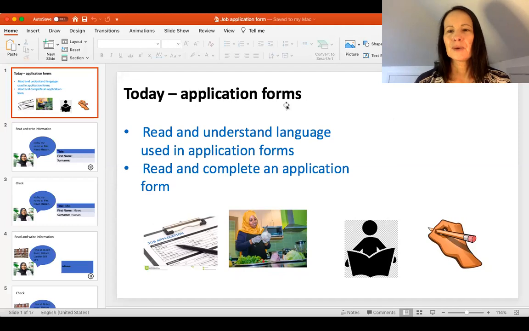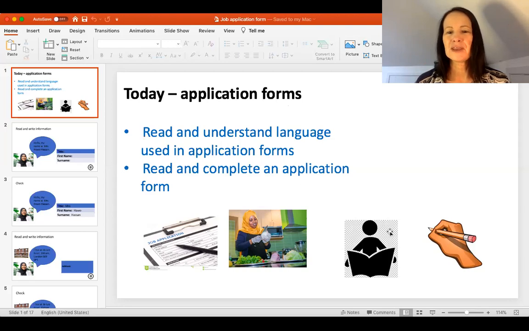Last week we were looking at finding a job and searching for work, perhaps in newspapers or online or going to the job centre. Can you remember in the last video? And reading and understanding job adverts. Okay, the next step will be when you find a job, filling in an application form.